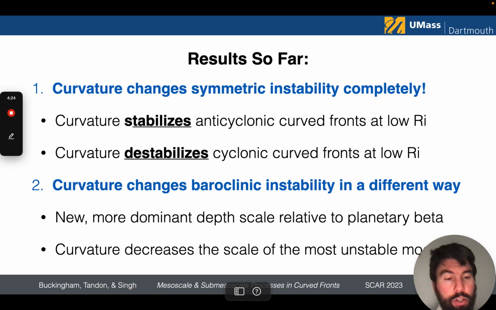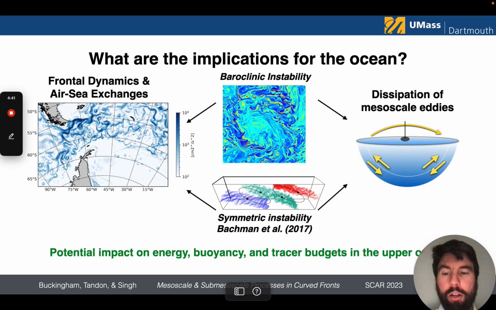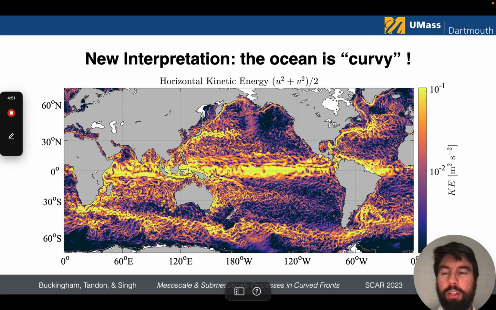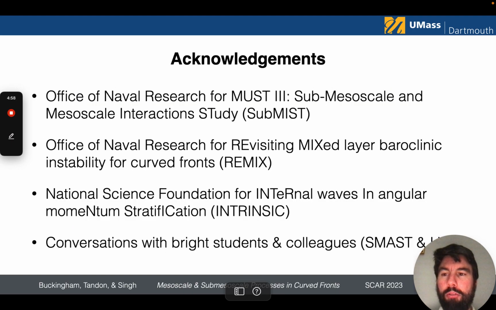So two additional results that we found recently, this is work driven by Suraj, is that the curvature actually changes the dominant depth scale within the instability and decreases the scale of the most unstable mode. So why does this matter? Again, it has potential impacts on energy, buoyancy, and tracer budgets in the upper ocean by removing energy and affecting exchanges. So we're promoting this idea of a curvy ocean, and I would like to just thank my funding agencies.